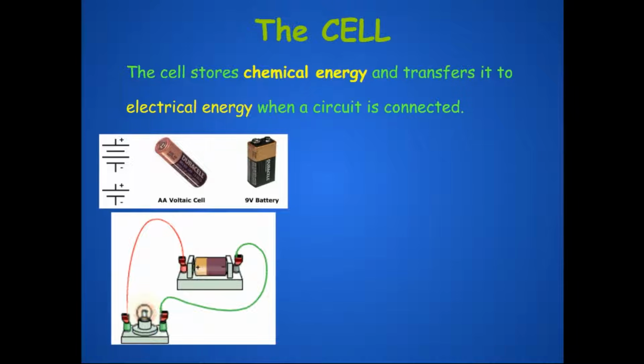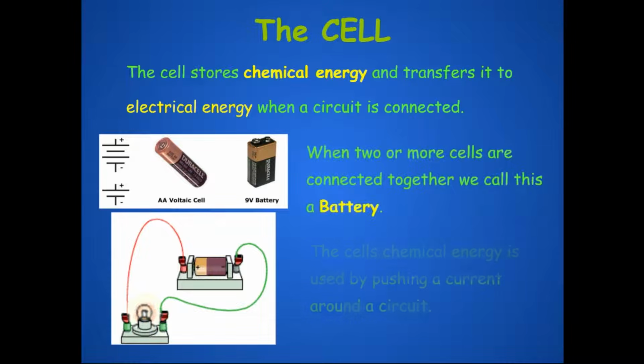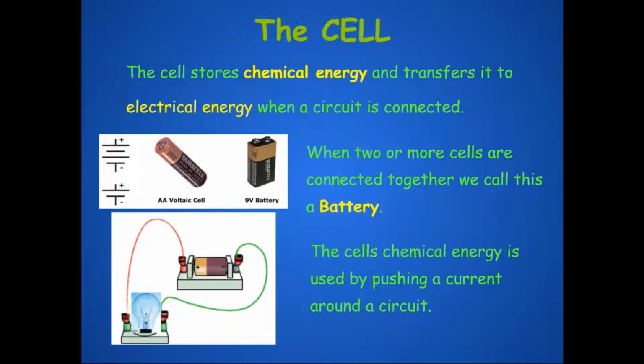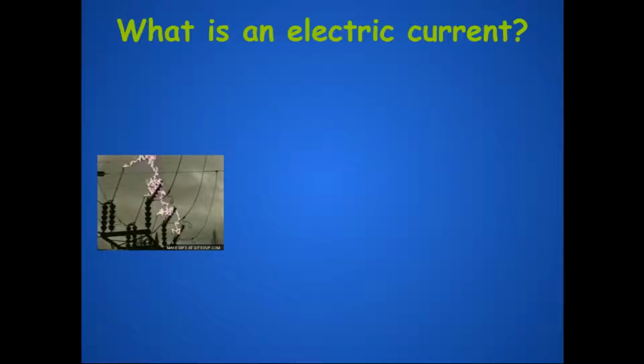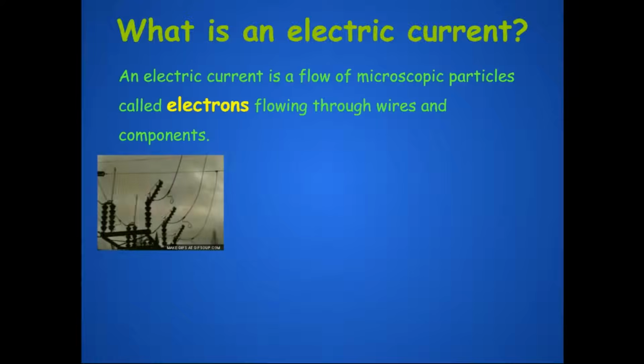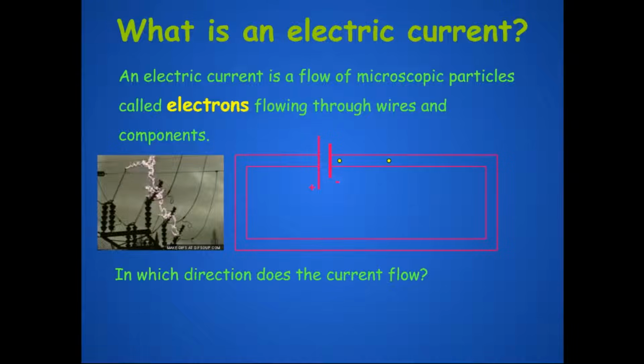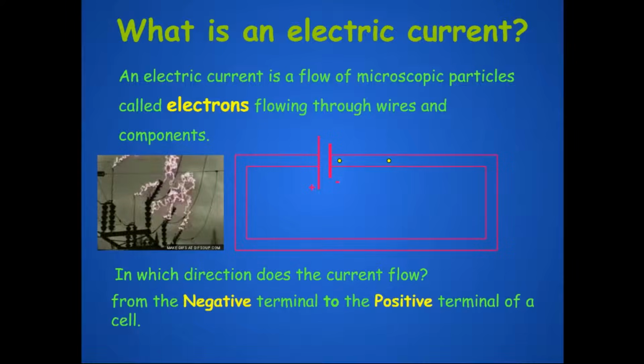A cell or battery can push an electric current through a circuit to a lamp. The bigger the voltage, the bigger the push. A bigger push gives a bigger current and the lamp shines more brightly. So what is electric current? An electric current is a flow of microscopic particles called electrons flowing through wires and components. In which direction does the current flow? From the negative terminal to the positive terminal of a cell.